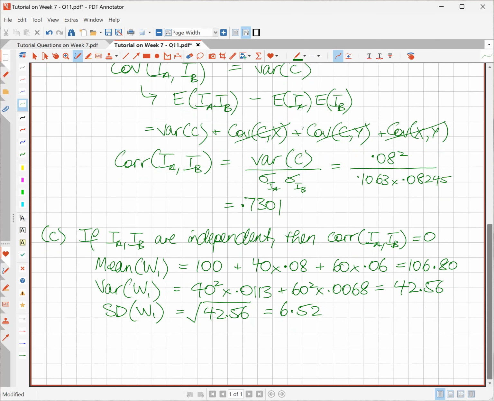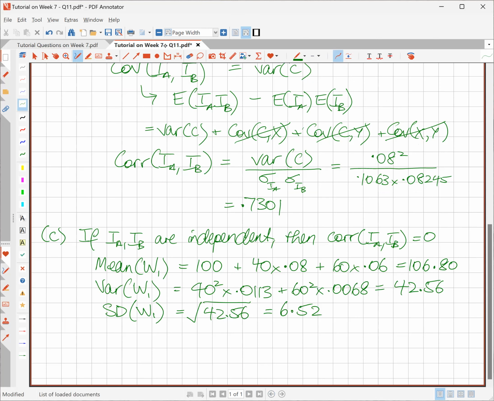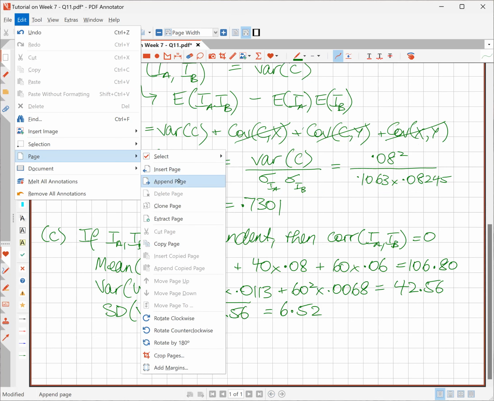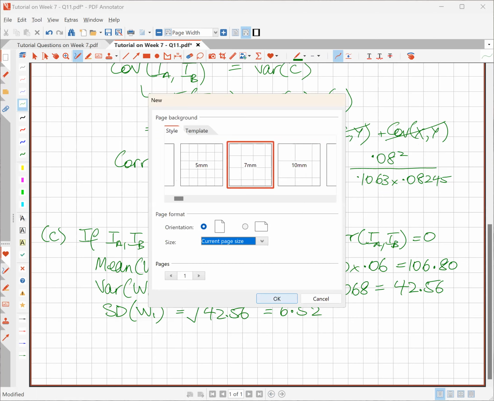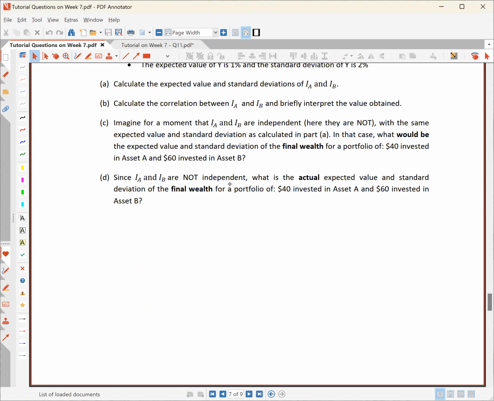Okay, so that concludes part C. Just checking there, we wanted expected value and standard deviation of the final wealth. Yeah, so that's $106.80 for the expected value, $6.52 for the standard deviation. Now I'm going to need another page here. And we'll be doing the last part, D. And what we have here is trying to talk about the actual situation, the actual expected value for the same portfolio, but now taking the correlation into account.